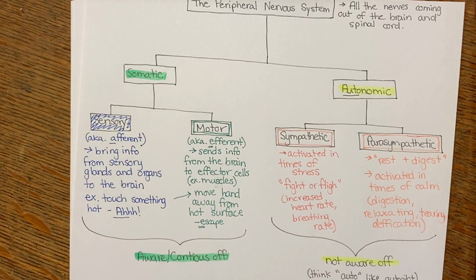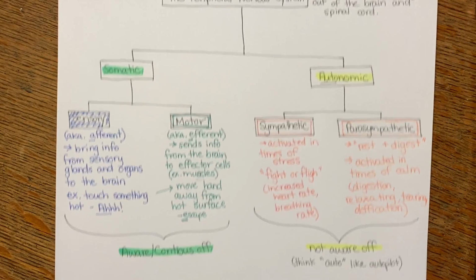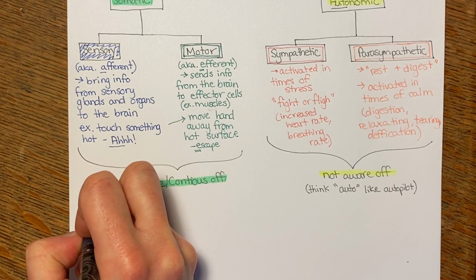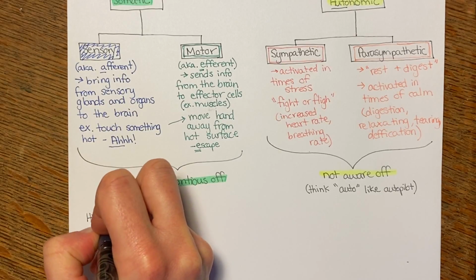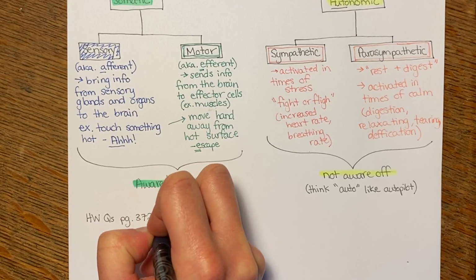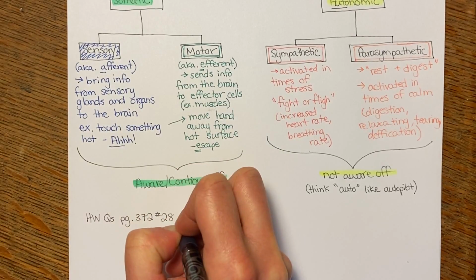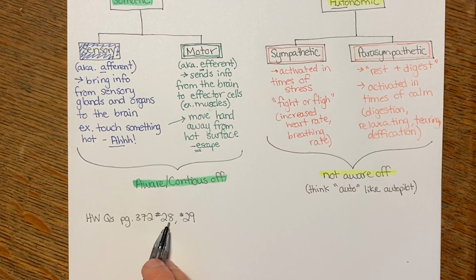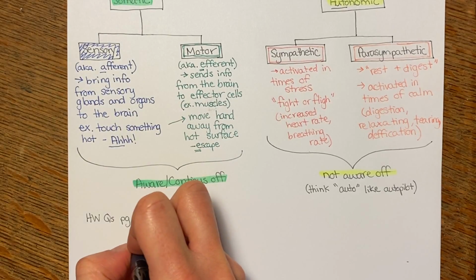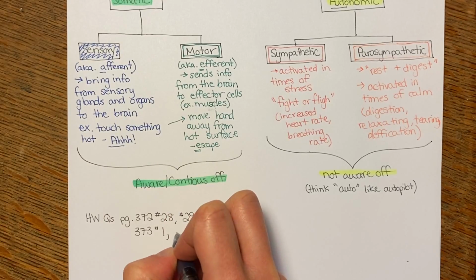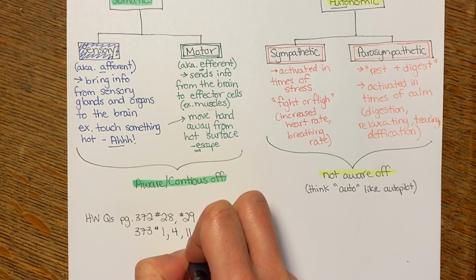So what you guys are going to be doing, once you have this note done, is some practice questions on this stuff from your textbook. This would be homework questions, page 372. You're going to do try number 28 and number 29. If you don't have your textbook, you can look up this page on the PDF link that's in the Google Drive. And page 373, try number 1, 4, and 11.